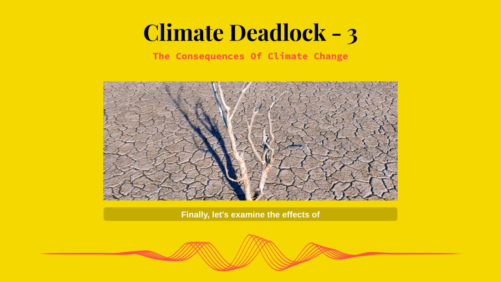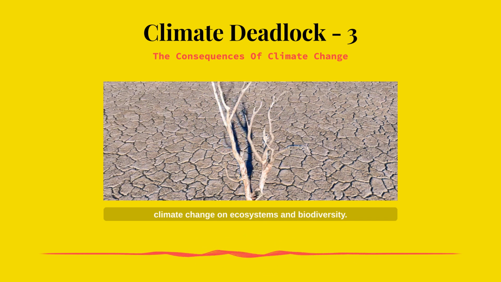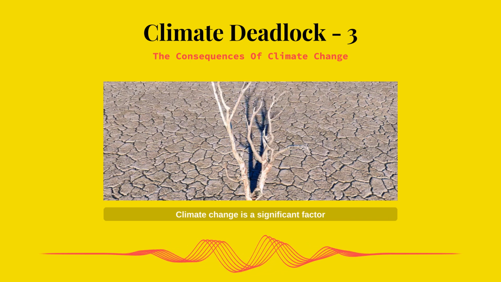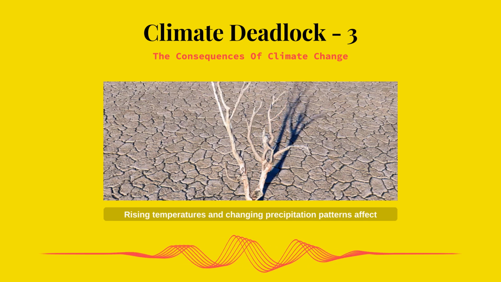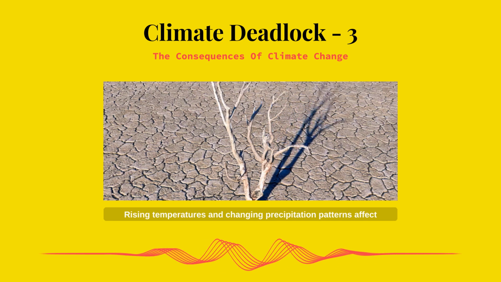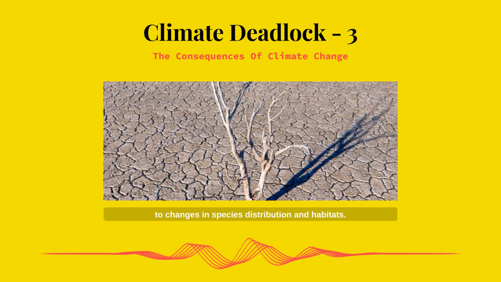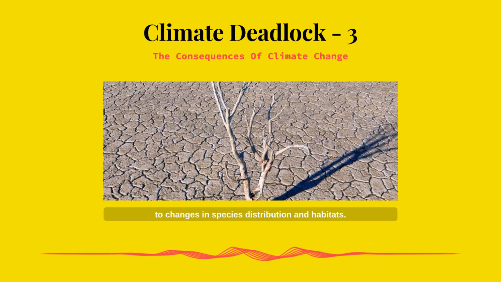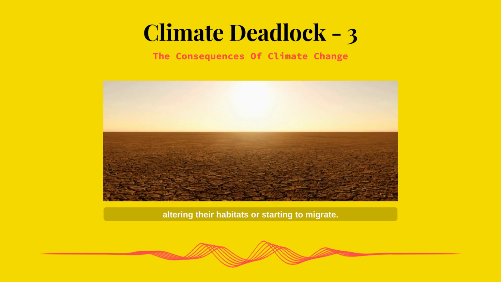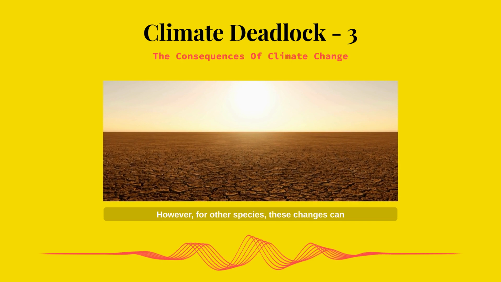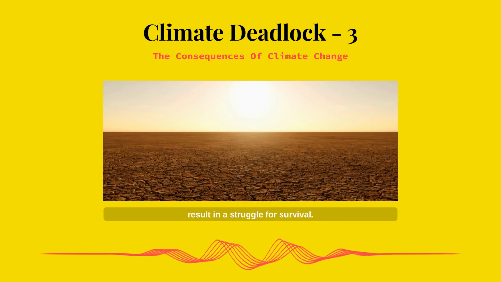Finally, let's examine the effects of climate change on ecosystems and biodiversity. Climate change is a significant factor threatening ecosystems and biodiversity worldwide. Rising temperatures and changing precipitation patterns affect the structure and functioning of ecosystems, leading to changes in species distribution and habitats. Some species may adapt to climate change by altering their habitats or starting to migrate. However, for other species, these changes can result in a struggle for survival.